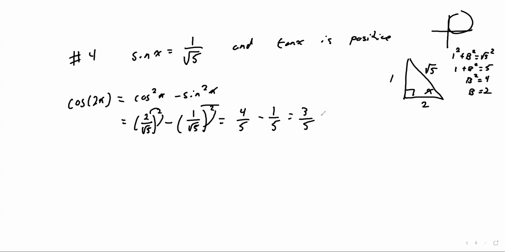All right, so that should be enough examples for that. Let's move on to the power reducing identities. So let's look at number 7. It says use a power reducing identity to rewrite the given expression as directed. So number 7 says we want to rewrite sine 3x in terms containing only first powers of sines and cosines.